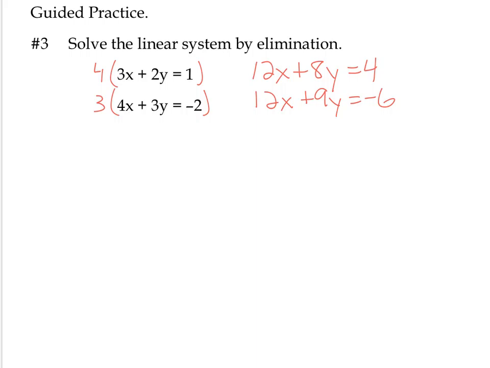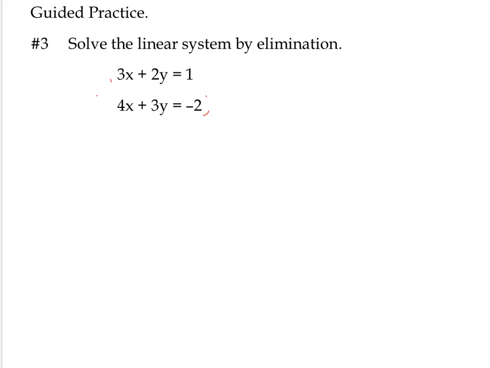You don't necessarily have to do it that way. Okay? You could also multiply to eliminate the y's. So if we want to multiply to eliminate the y's, we could multiply this first equation by 3 and the second equation by 2, so I can get them both to be 6y's.